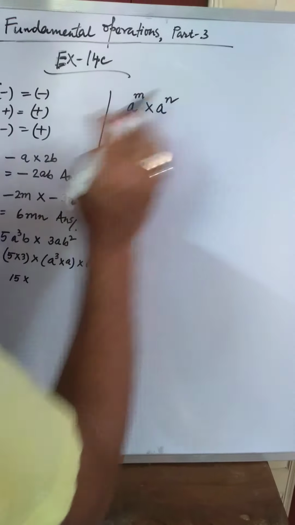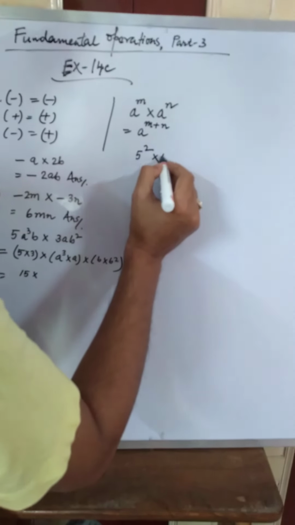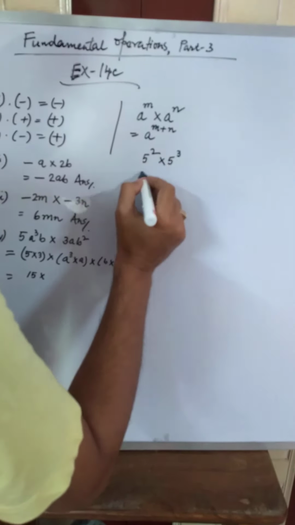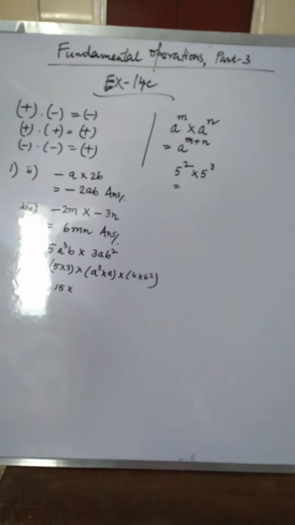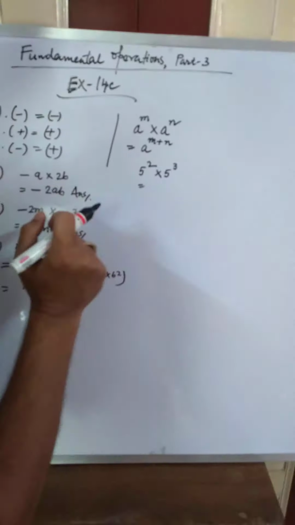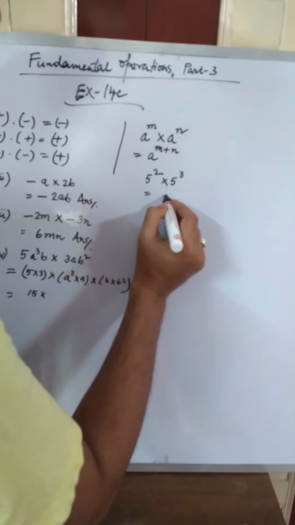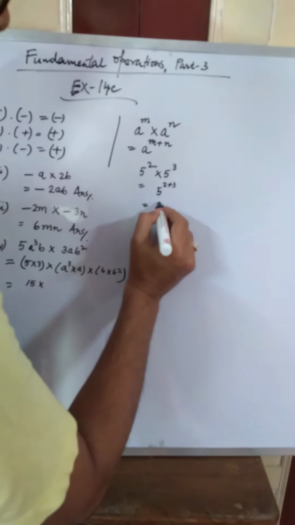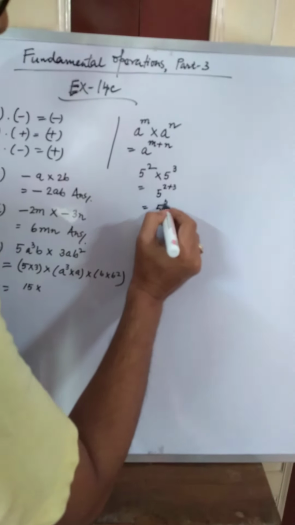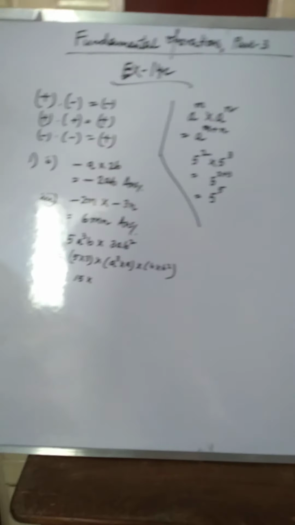For example, 5 to the power 2 into 5 to the power 3. Consider 5 as a base and 2 and 3, these are the powers. So 5 to the power 2 into 5 to the power 3. So 5 is the base and you have to add the power. 2 plus 3, 5. So the result is 5 to the power 5.